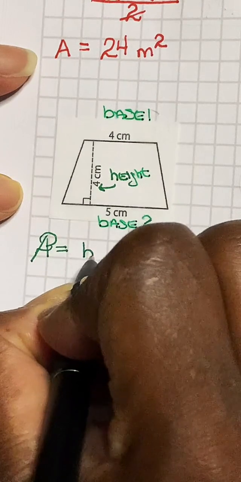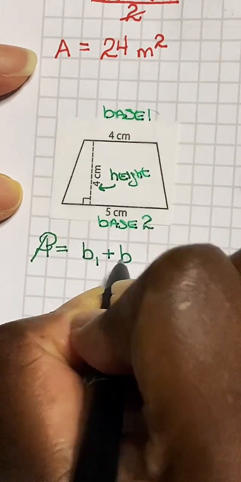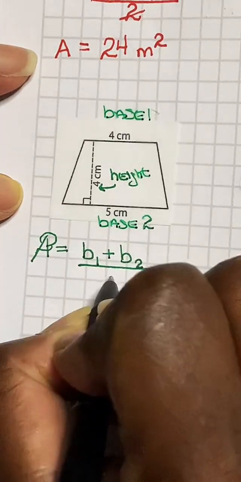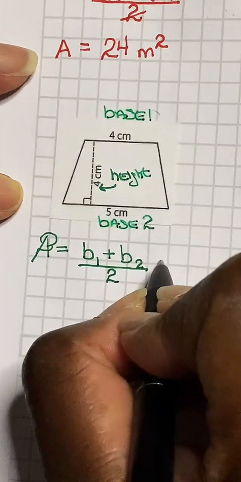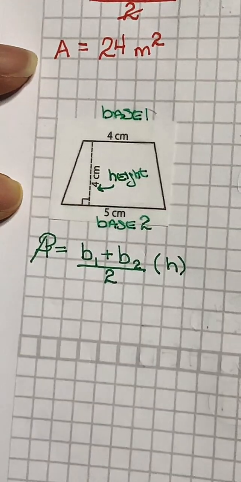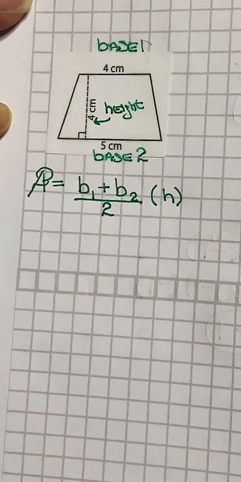So you have your base 1 plus your base 2 divided by 2. Oh, that seems familiar. But we're going to multiply by your height. Okay.